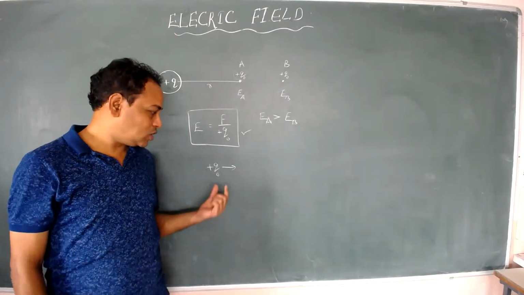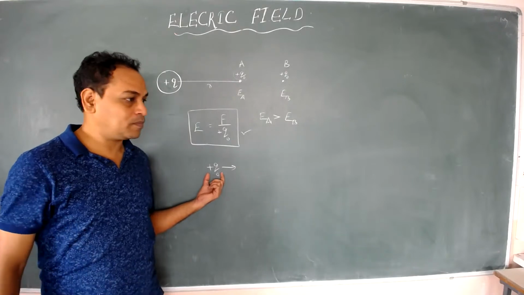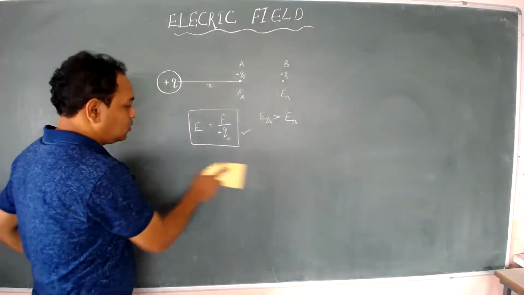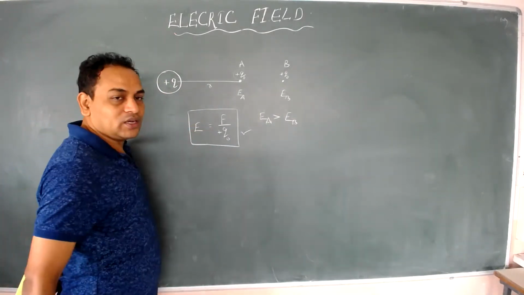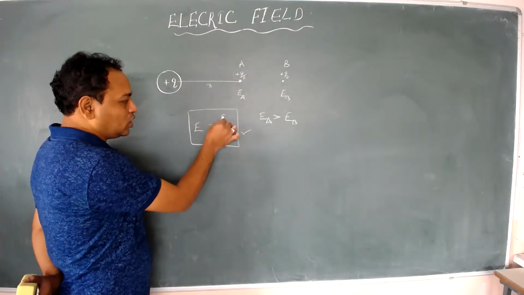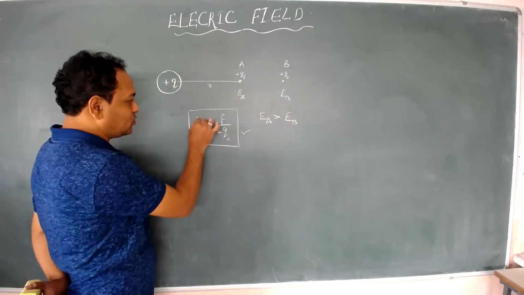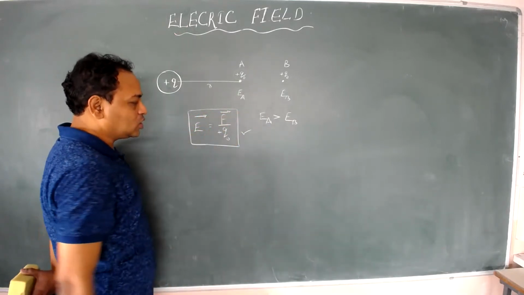Got it? So such a small positive charge is called what? Unit positive test charge. Now this is the electric field intensity, we can say. So E is equal to F by Q. If you want to write it in vector form, then we can say that E bar is equal to F bar by Q naught.